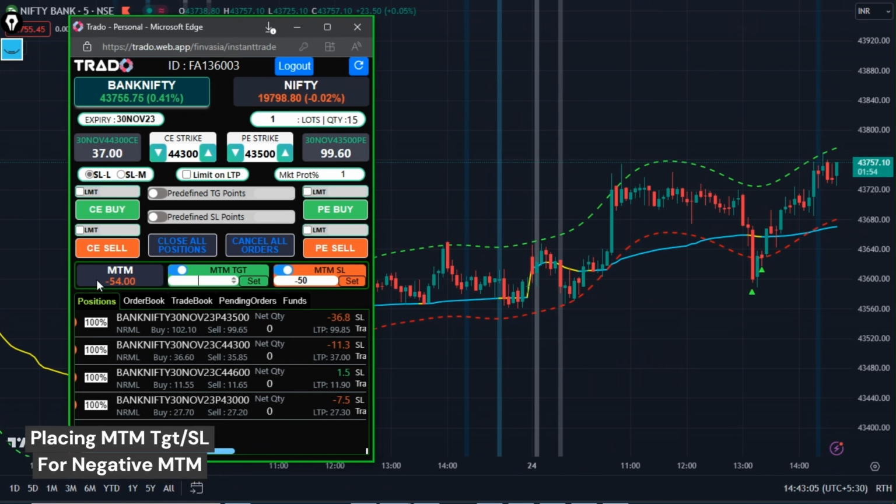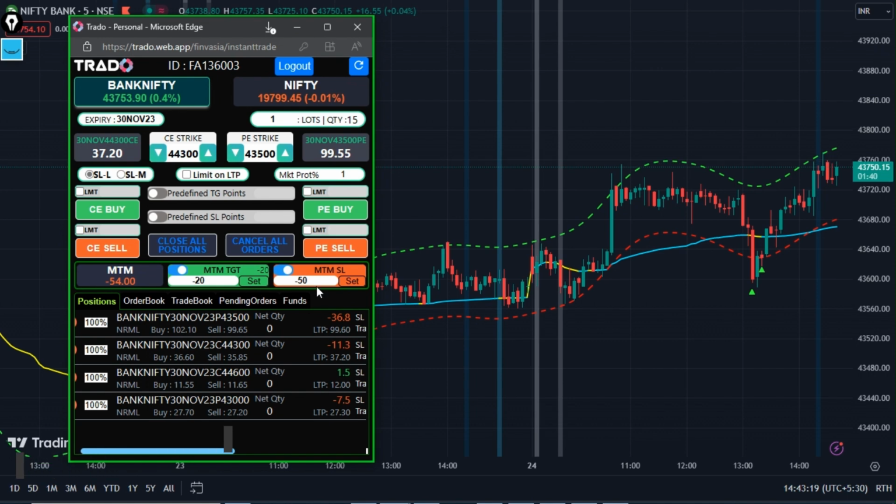Currently my PNL is minus 54 rupees. And if this PNL comes to minus 20 rupees, I want to exit at minus 20 rupees, so I will simply place minus 20 rupees as a target. And if this PNL goes to minus 60 or minus 70 rupees, I will exit at minus 70. We will see this example also for placing. I have placed negative signs on both sides.